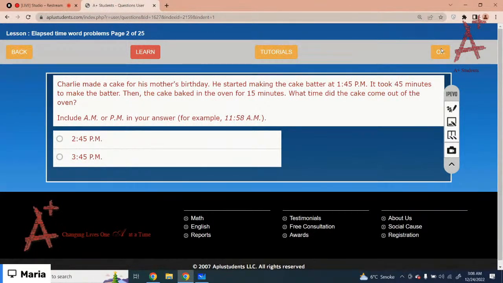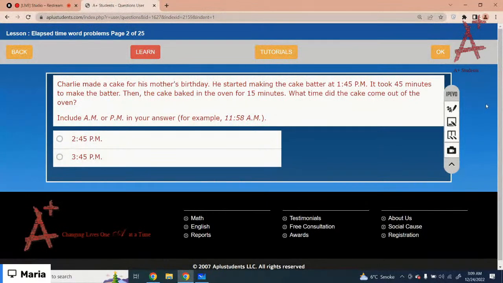Charlie made a cake for his mother's birthday. He started making the cake at 1:45 p.m. It took 45 minutes to make the batter. Then the cake baked in the oven for 15 minutes. What time did the cake come out of the oven?